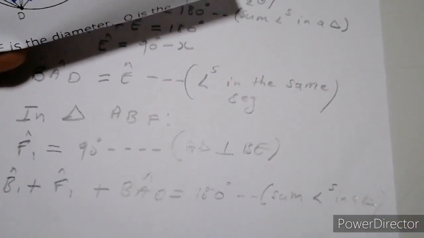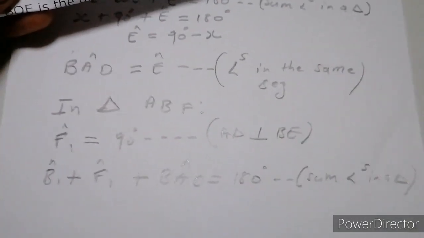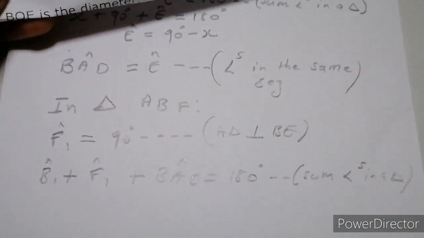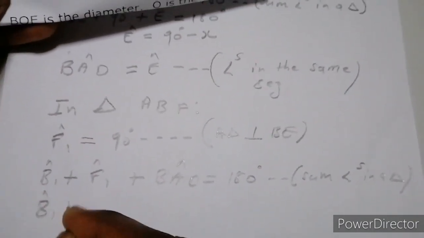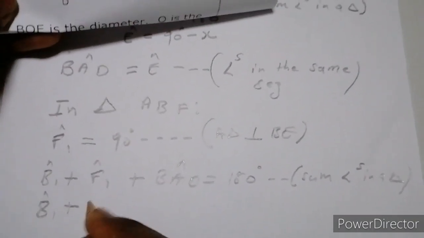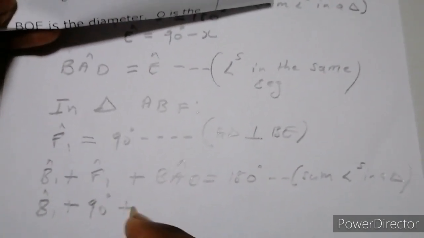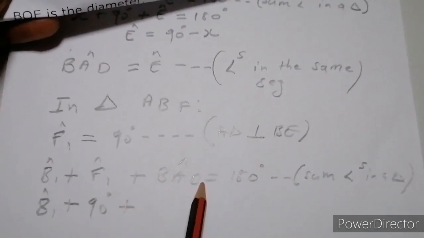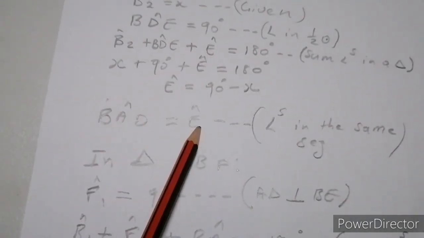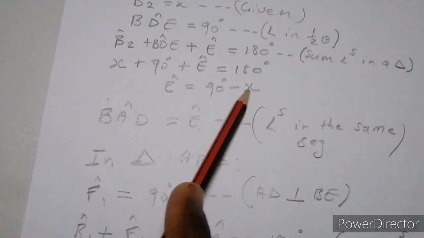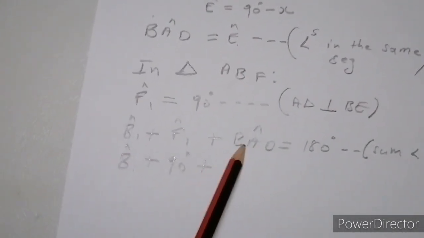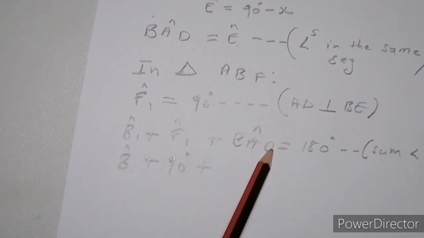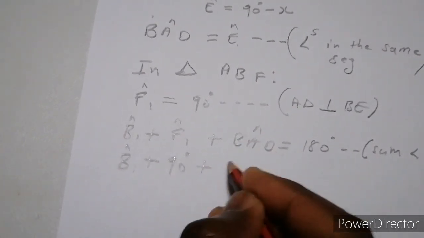Some angles in a triangle. Now we can substitute. What is the size of F1? F1 is 90 plus what is the size of BAD? Remember, we said BAD is equal to E and angle E is 90 minus X. Now, in place of angle BAD, we can put 90 minus X.